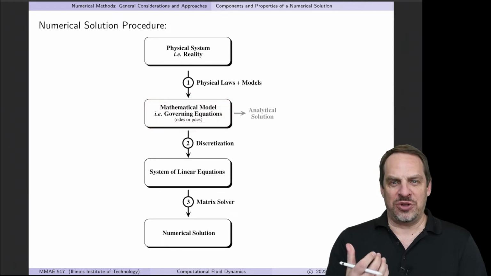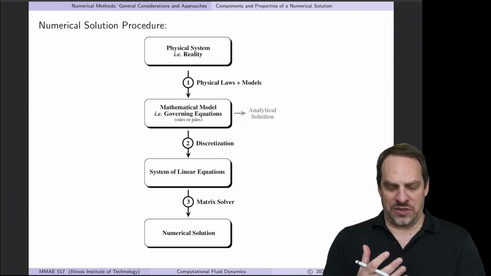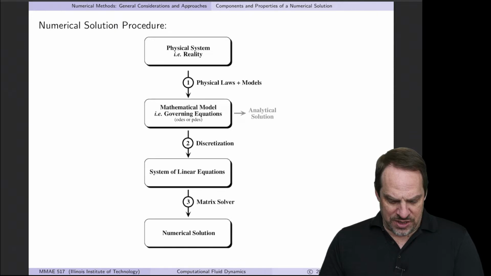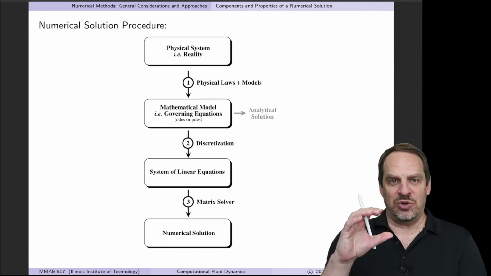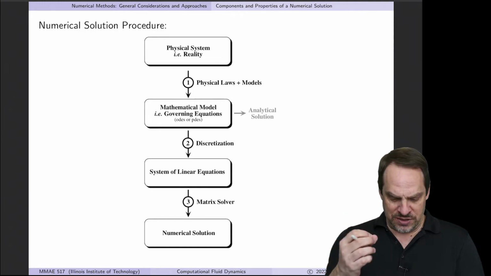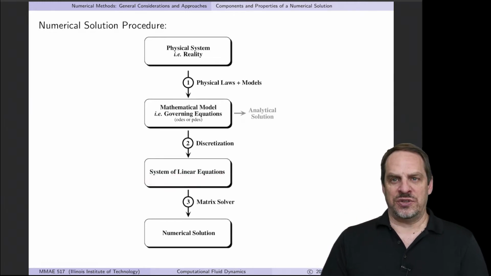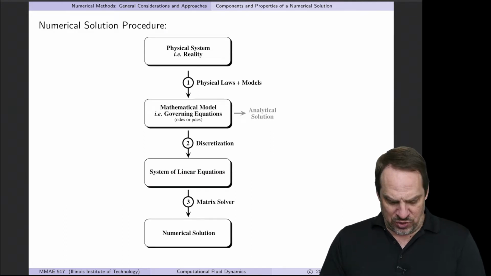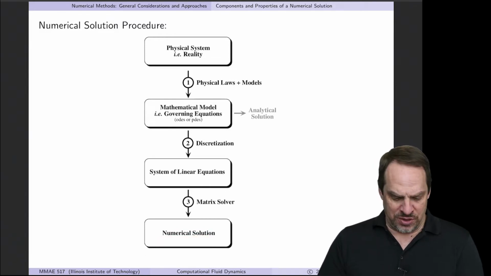So we get a mathematical model that gives us the governing equations, normally in the form of ordinary or more likely partial differential equations that govern the physics of the system. And then the second step is to discretize that continuous mathematical model, the PDEs or ODEs, to form a system of linear algebraic equations, a big matrix problem, which we then solve in step 3 to get the numerical solution. So let's just walk through that in a little bit more detail.